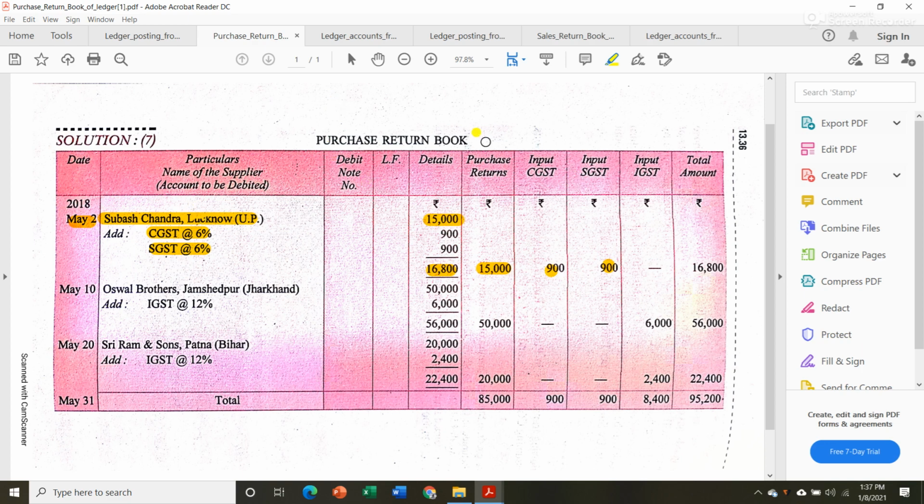In accountancy it is very important to learn by heart the formats of different types of accounts that we are preparing. Okay, journal, cash book, petty cash book, subsidiary books, and all those things. In subsequent chapters also you will have lots of accounts or books whose formats you have to learn by heart. So in the total amount column we have 16,800.